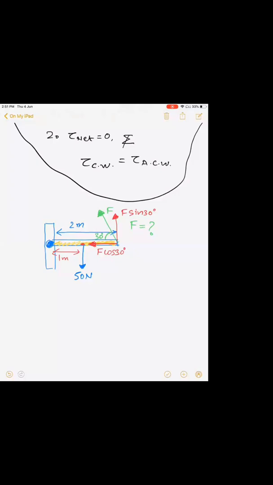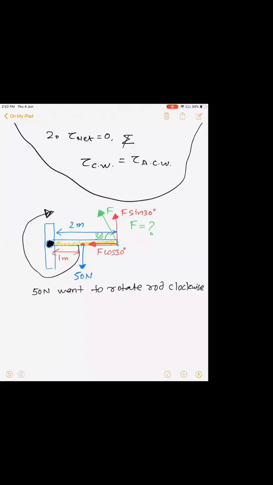Now tell me, does this 50 Newton want to rotate the rod clockwise or anti-clockwise? Clockwise. See this, this is the hinge point. About this point it is free to rotate. How will the 50 Newton rotate it? Like this.